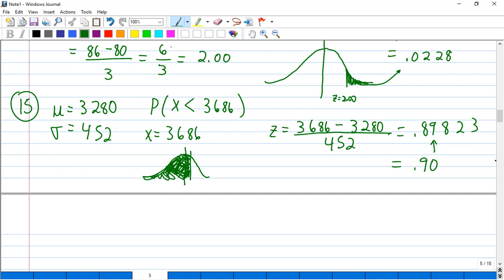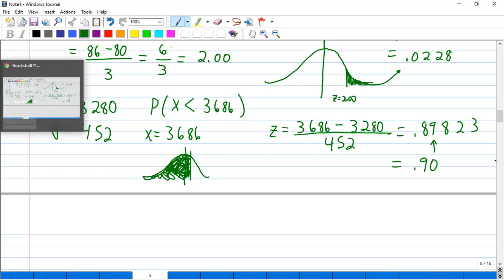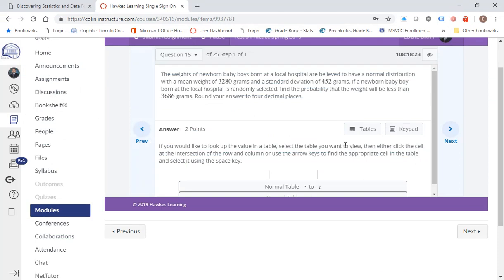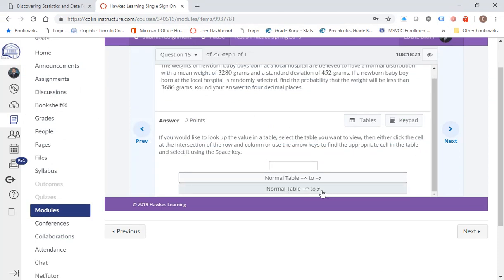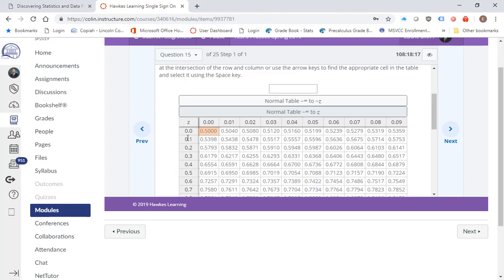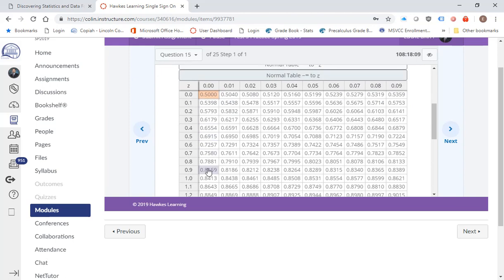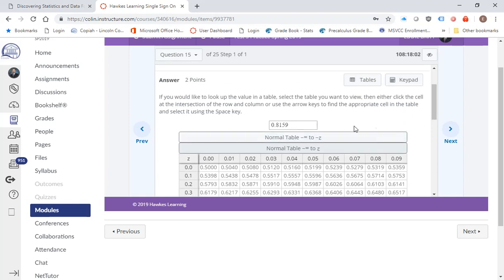Okay, so let's go and look up a z-score. I'll go to this table here, a 0.90. This is the positive z-score table. So this is the hundredths of 0, so 0.90. So right there, that's our answer. I'm going to click on it, it put it in our blank for us.